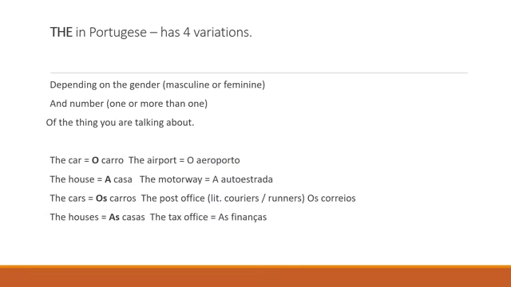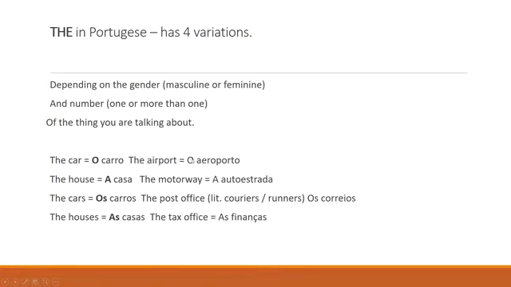So before we can go on to more, we need to check that you're 100% understanding this. So the word "the" in Portuguese, we've got 4 variations, and it depends on the gender, whether it is masculine or feminine, the number, one or more than one, of the thing you're talking about. So let's have a look at some examples. The car would be o carro.